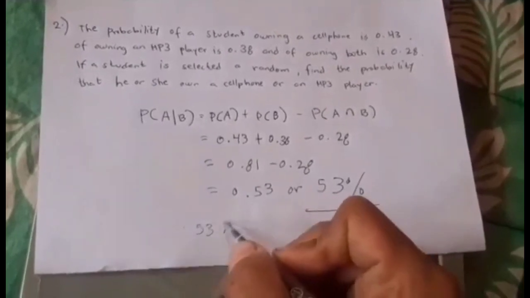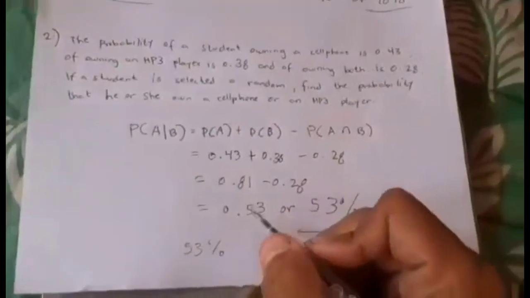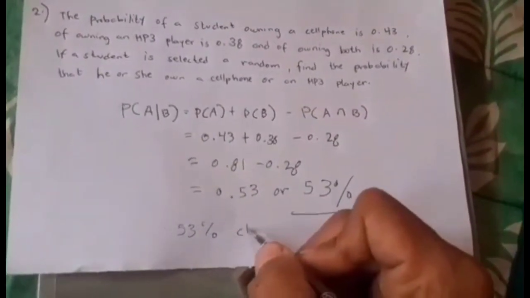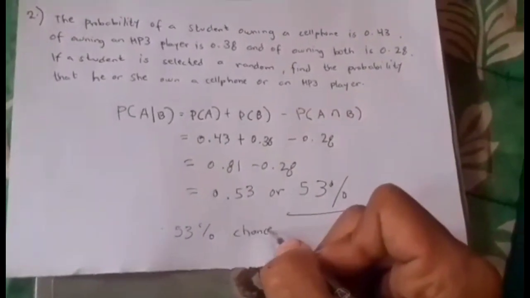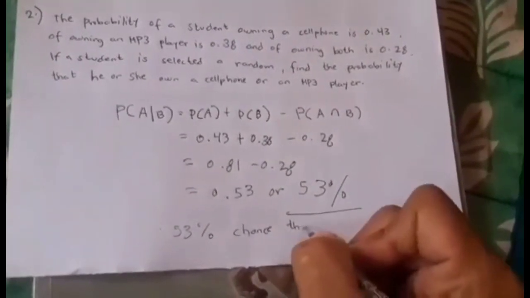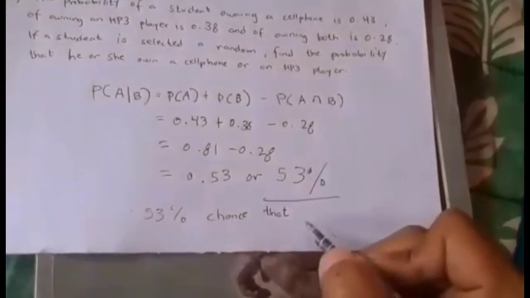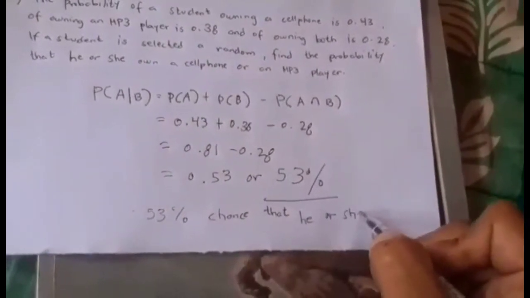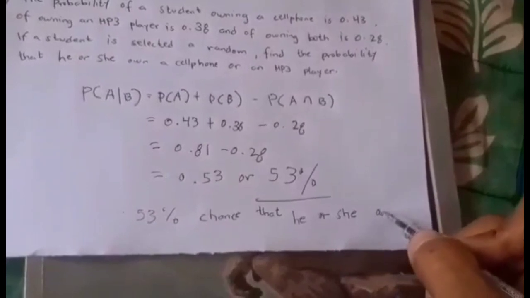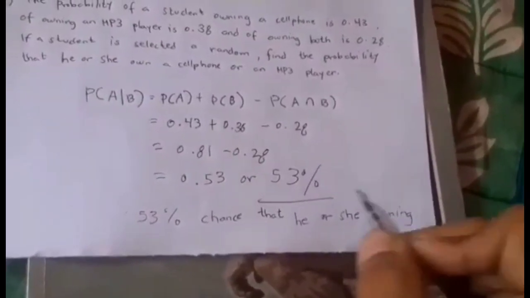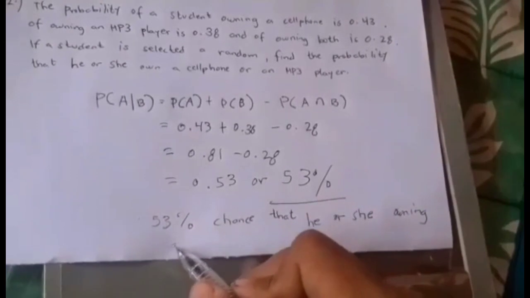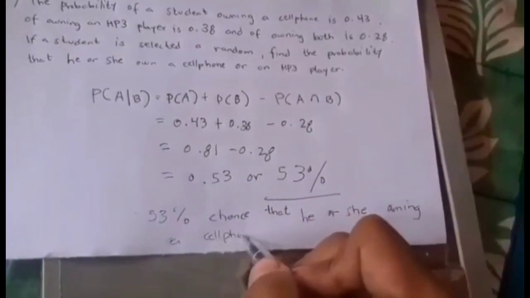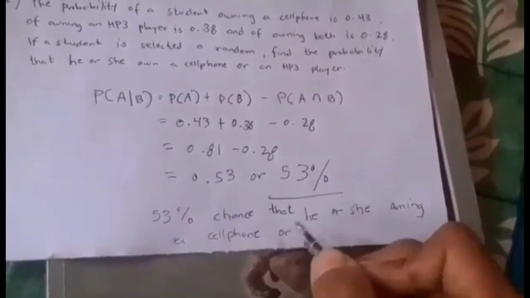So I wrote the analysis of problem number 2, that there is a 53% chance that he or she owns a cell phone or MP3 player.